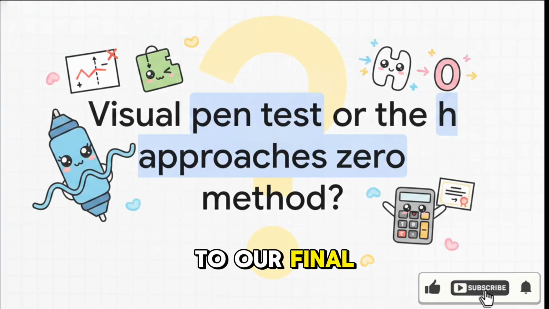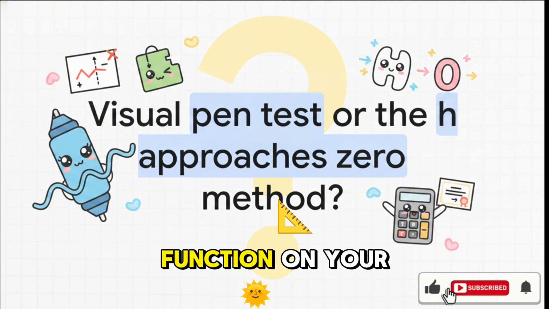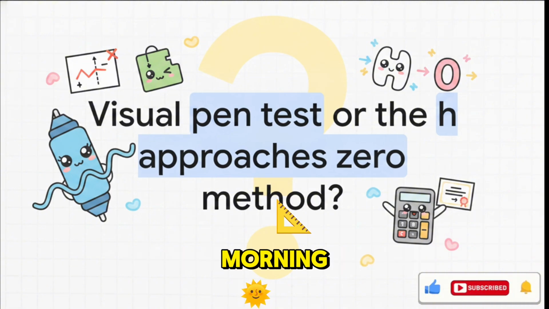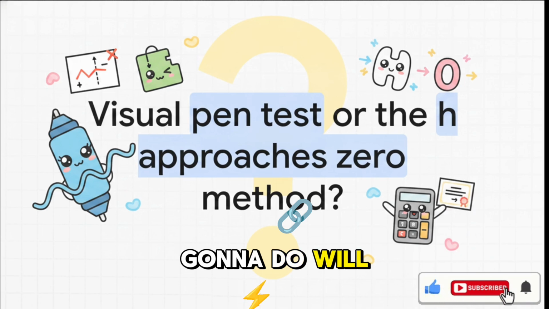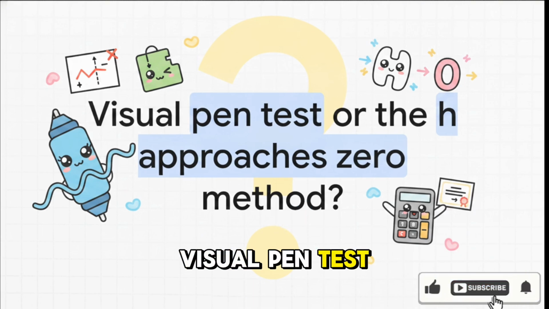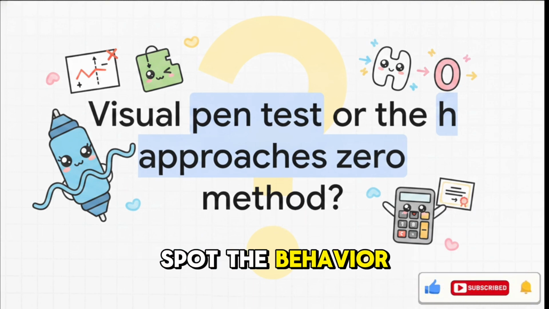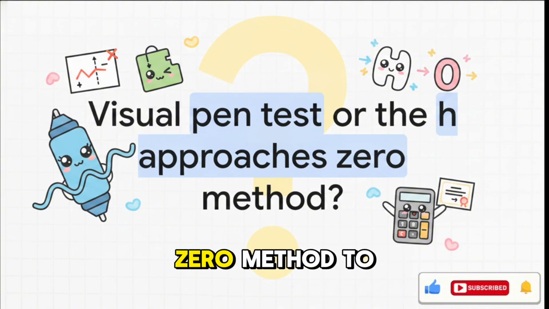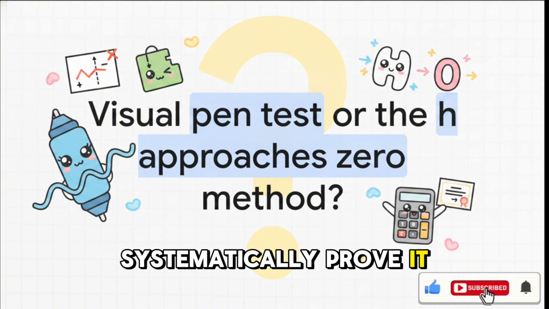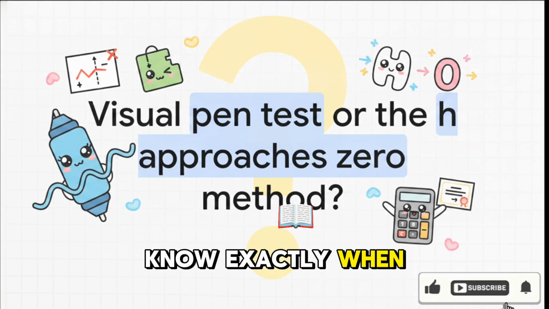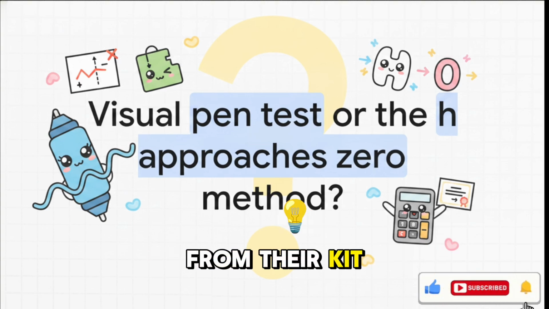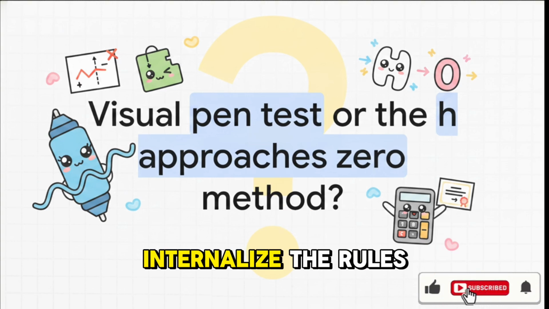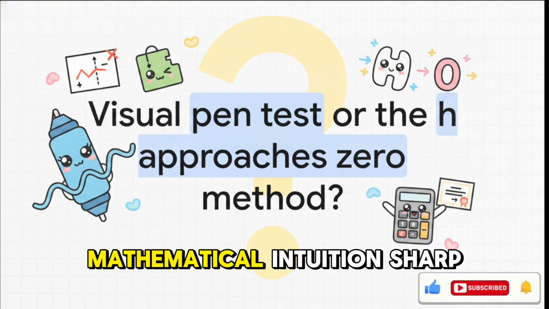Which brings us to our final thought. If you encounter a terrifying, multi-layered, piecewise function on your math exam tomorrow morning, what are you going to do? Will you rely on your quick visual pen test intuition to immediately spot the behavior? Or are you going to dive straight into the rigorous H approaches 0 method to systematically prove it? The best learners know exactly when to deploy which tool from their kit. So review these concepts, internalize the rules, and keep that mathematical intuition sharp.